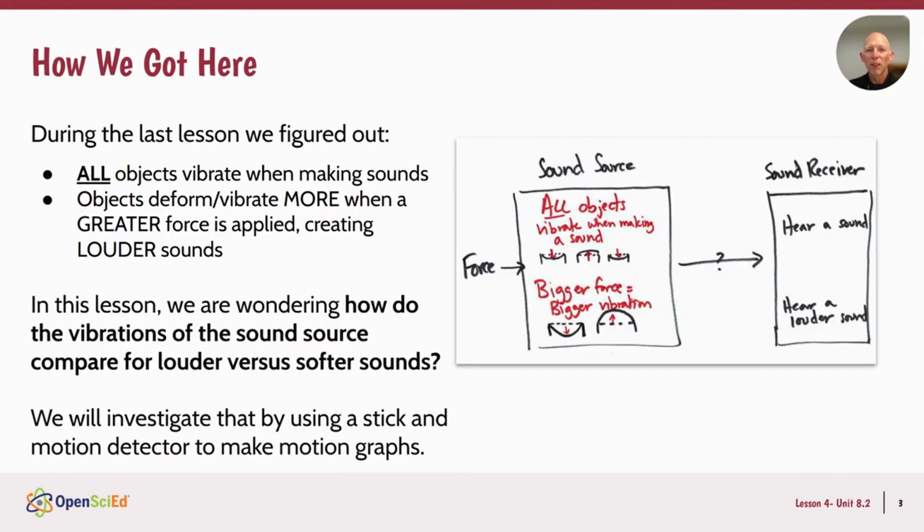Remember in the last lesson, students figured out that all objects vibrate when they make a sound, and they vibrate more when they're producing louder sounds. And we're digging in on that a little bit. What do we mean by more? So in this lesson, we're wondering how exactly do the vibrations compare for louder versus softer sounds?